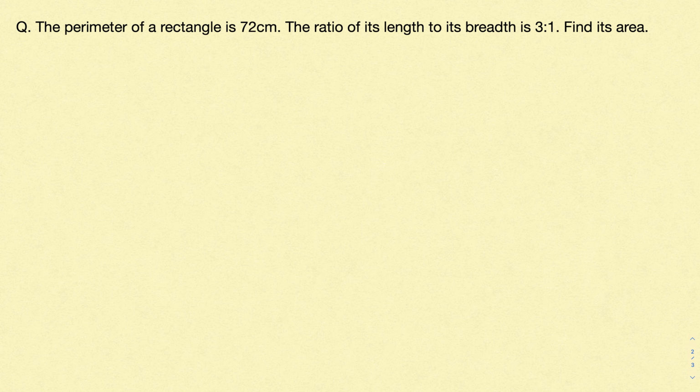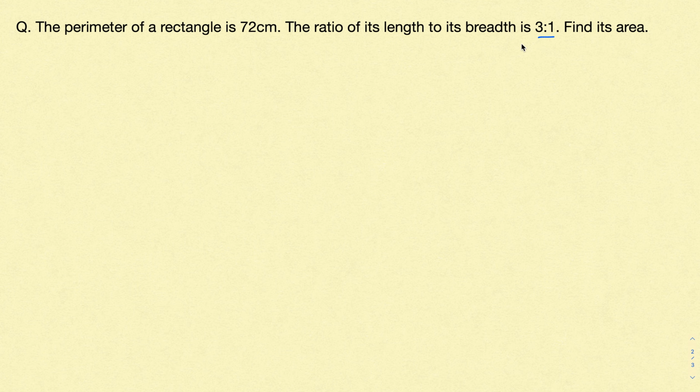So today we are going to do another interesting word problem on ratios. Let's start with reading the question first. The perimeter of a rectangle is 72 cm. The ratio of its length to its breadth is 3:1. Find its area. So basically we are given the perimeter of the rectangle, and we also know the ratio of its length and its breadth. So our job is to find its area.